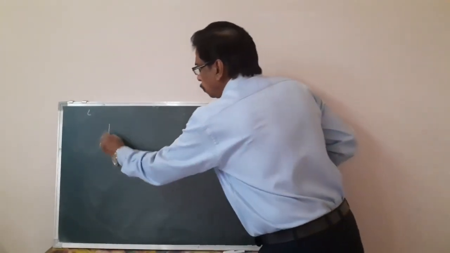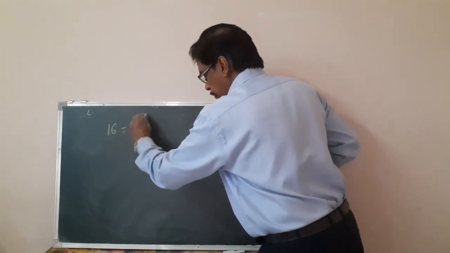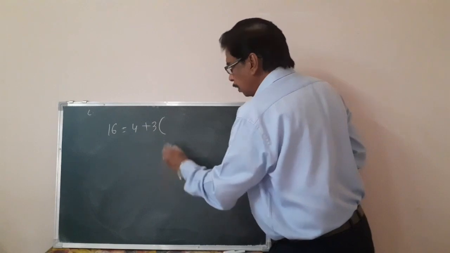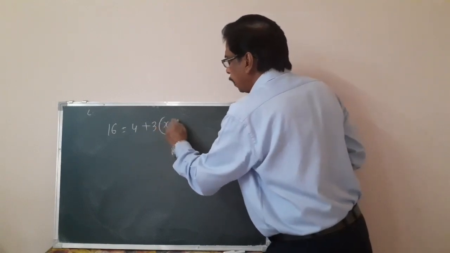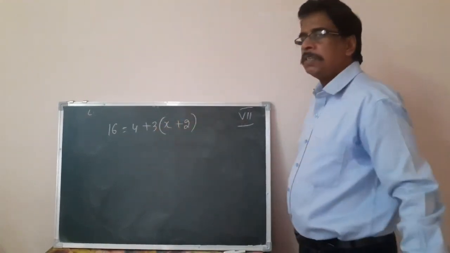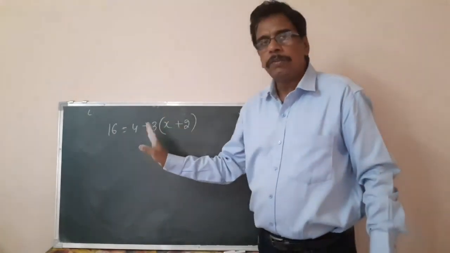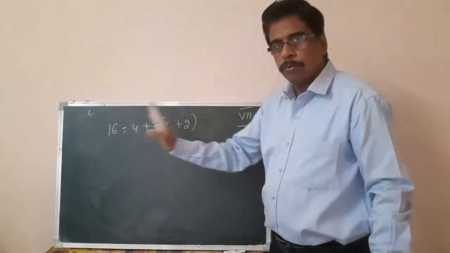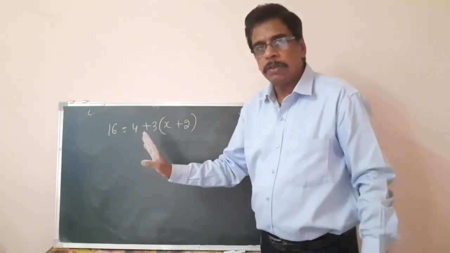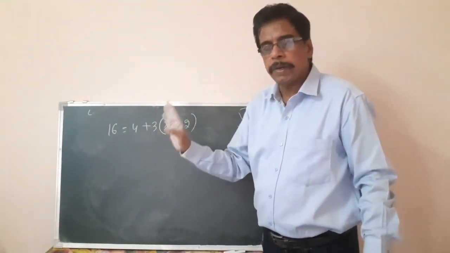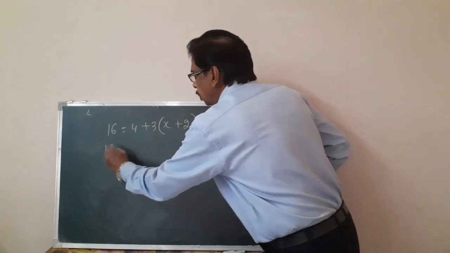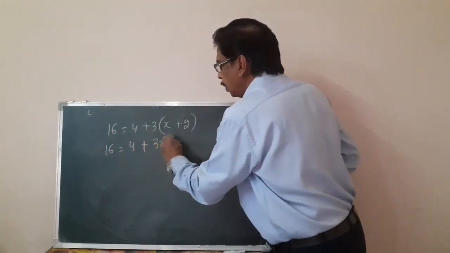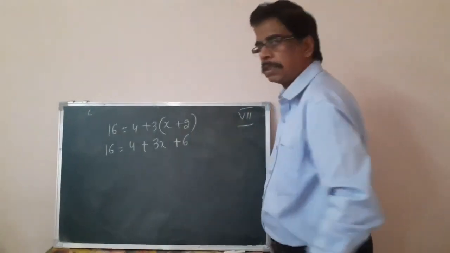16 is equal to 4 plus 3 bracket x plus 2. Again, I told you, open the bracket first. Don't do any addition, subtraction, etc. So 16 is equal to 4 plus 3 into x is 3x plus 3 twos are 6.